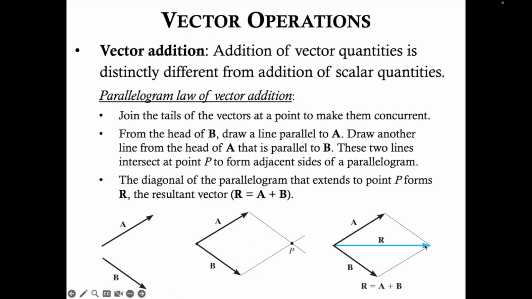This diagonal of the parallelogram that extends to point P from this point here, the tails of the vectors, forms R, the resultant vector. So uppercase R is often used for resultant vector, or the total net vector, the summation of all the individual vectors, where vector R equals vector A plus vector B.